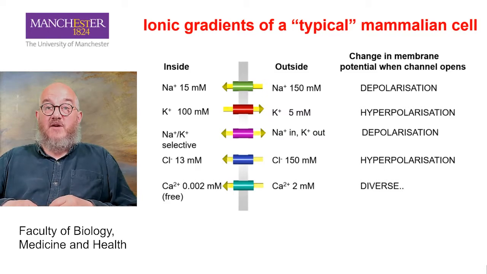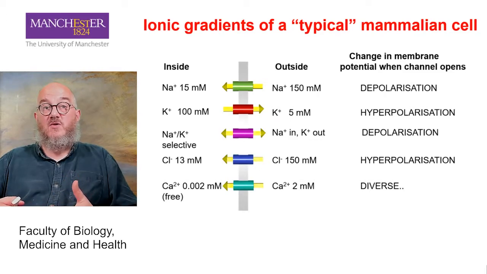For a chloride channel, high concentration of chloride outside, low inside. So when we open a chloride selective channel, chloride will move into the cell. That will cause hyperpolarization. In other words, the membrane will become more negative.